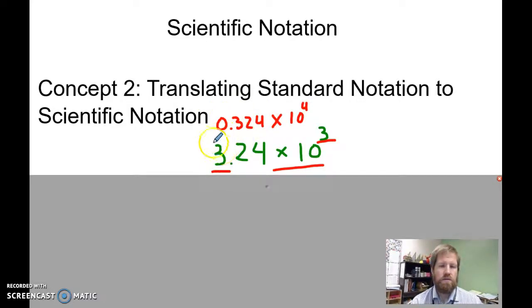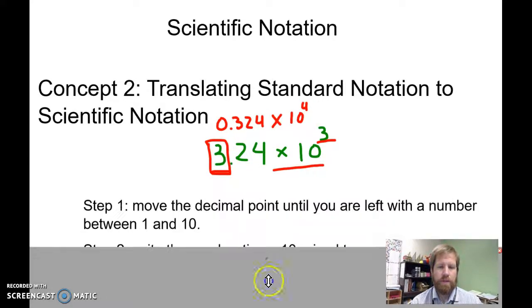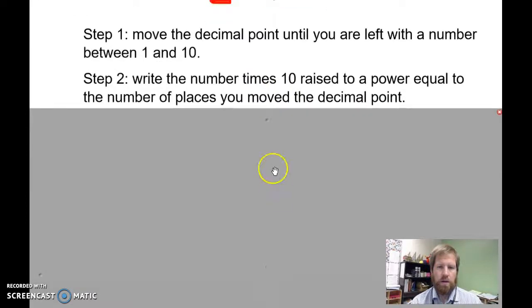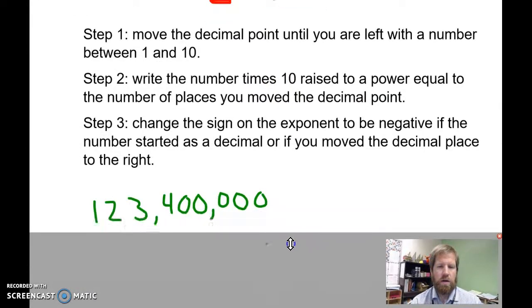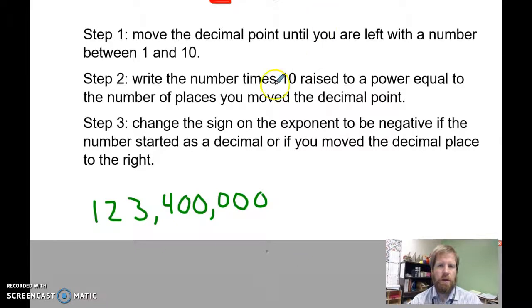All right? So keep in mind when you're doing this, you always have one number, one place value to the left of your decimal point. Okay. So when we are changing standard notation numbers into scientific notation, the first thing you're going to do is find your decimal point, and then you're going to move that so that your number, right now this is 123,400,000, becomes a number between 1 and 10.